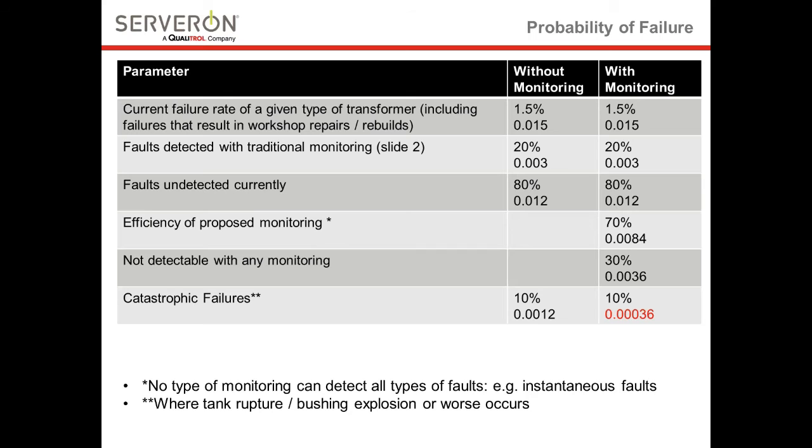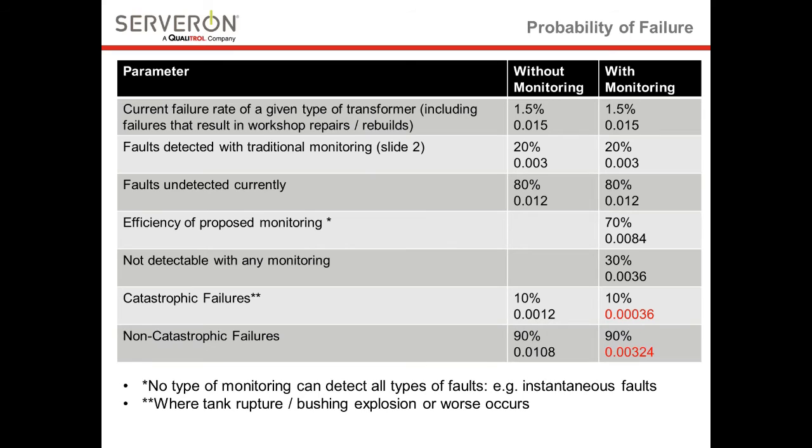Catastrophic failures: of the 1.5% of the population that would have a fault, probably only 10% would be catastrophic. So the remainder would be non-catastrophic failures. That would be 90%.